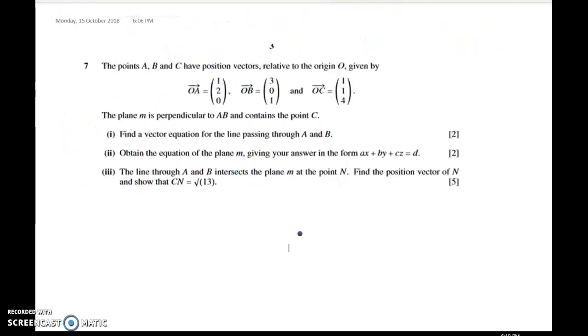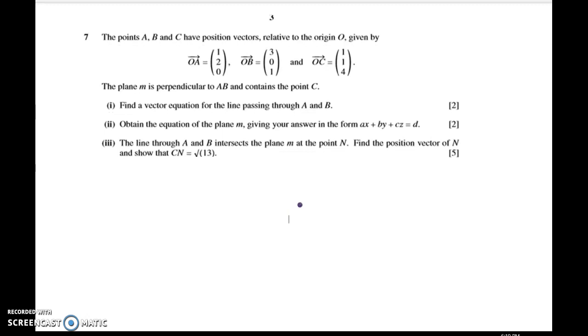So it's got 3 parts to it, 9 marks altogether, and it's fairly straightforward but still really good to go through. So we've got 3 position vectors given to us, OA, OB and OC, and we're told that we've got a plane which is perpendicular to AB and it contains the point C.